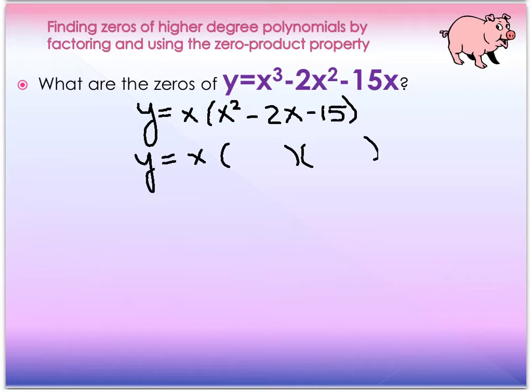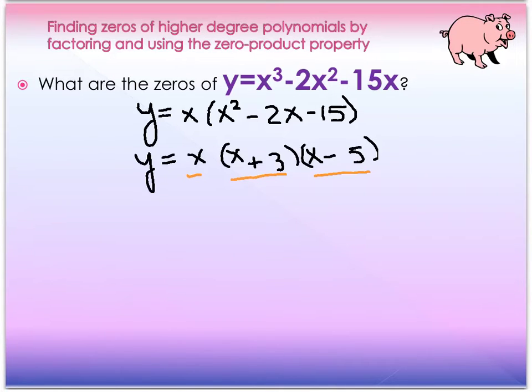So the factors of x squared are x and x. Factors of 15 are 3 and 5. Different signs, the biggest product is negative. Go ahead and check your inners and outers. 3x, negative 5x, that gives me negative 2x, so I know I did it right. So now what you can see is you have something times something times something equals y.